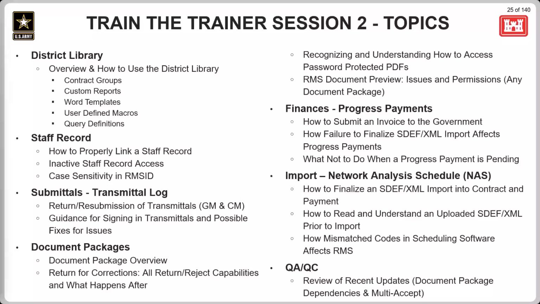We're going to look at the district library and the staff record at the district level. And then at the contract level, we'll review the transmittal log under submittals, various topics under the document packages for return and permissions issues, finances.